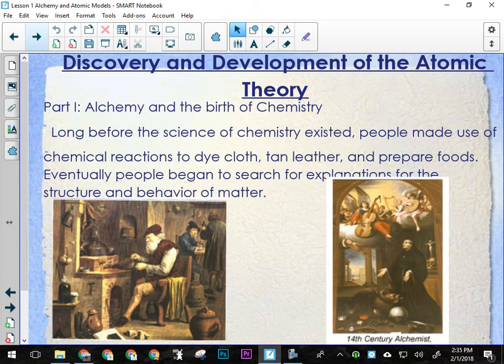If they put a lot of salt in meat, fungus and bacteria wouldn't grow on it as quickly. Or they could make leathers softer and more pliable by applying certain chemicals to them. So those are all applications of chemistry that we used before we had a true science of chemistry to investigate why these things worked. We used them just because they did work, without really understanding why.